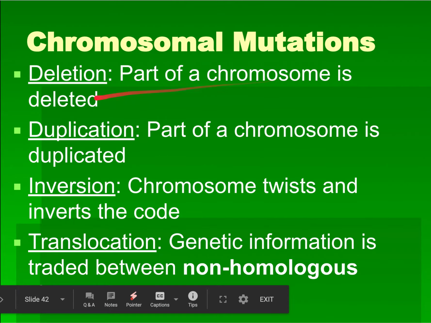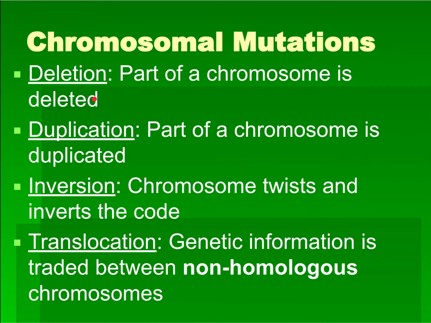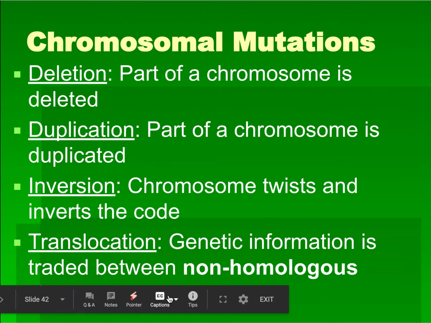All right, so deletion is going to be a part of the chromosome is going to be deleted. Duplication is going to be a part of the chromosome is duplicated, and inversion, the chromosome is going to twist and it's going to invert the code. That's what I was trying to show you. I got to think about a good way to show you that. And translocation, genetic information is going to be traded between non-homologous chromosomes.